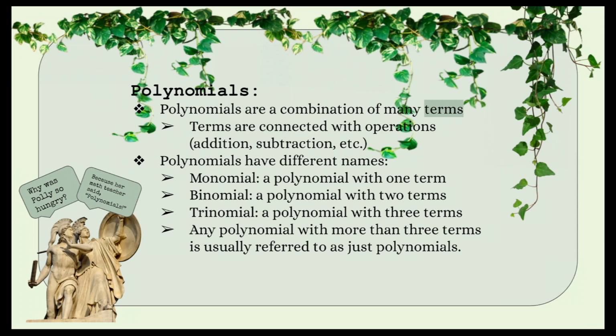So a polynomial is a combination of many terms. This means that these terms are connected through operations. Polynomials can also have different names. For example, a monomial, which contains the root mono, meaning one, is a polynomial with one term. A binomial, which contains the root bi for 2, is a polynomial with 2 terms. A trinomial, which has the root tri, meaning 3, is a polynomial with, you guessed it, 3 terms. Any polynomial with more than 3 terms is usually just referred to as polynomials. Here are some examples of polynomials.